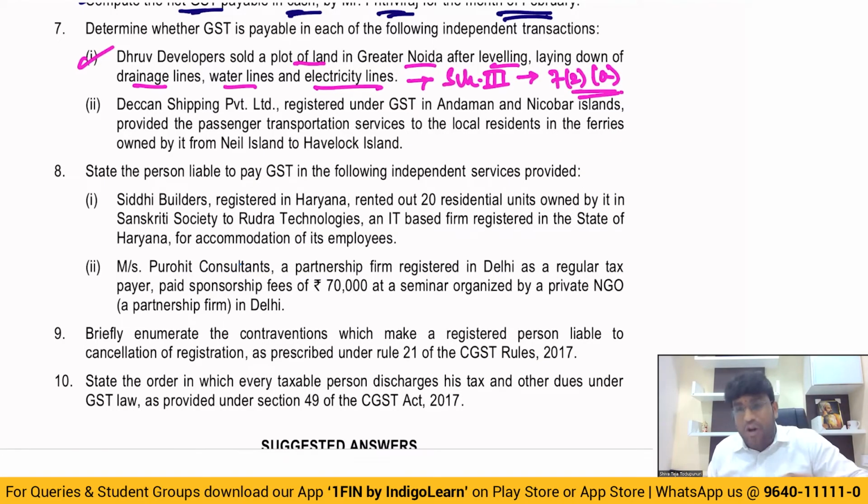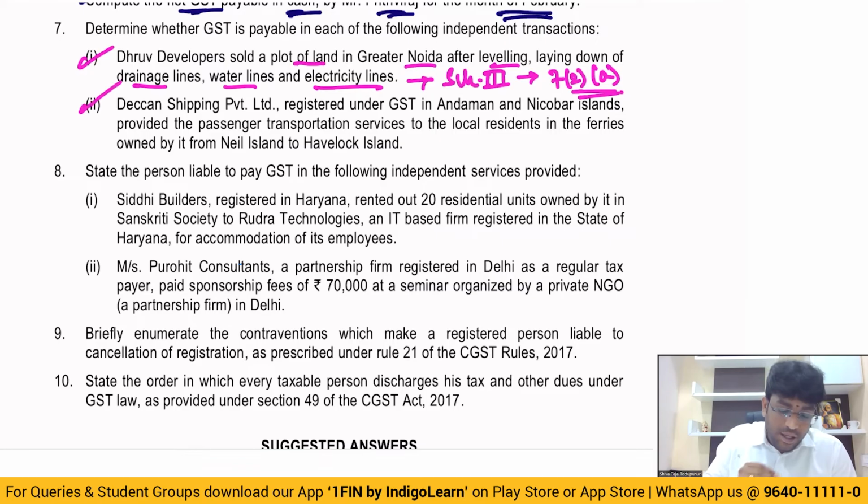In this particular context, my dear friends, they have given an interesting clarification by virtue of a circular in 2022, where they clearly clarified that a plot, which is an open land, could be sold directly, or it may be sold after leveling or laying down of drainage lines, water lines, electricity lines. Still, it is covered under Schedule 3. So it is neither regarded as supply of goods nor supply of services. Getting clarity, my dear friends? So GST will not apply.